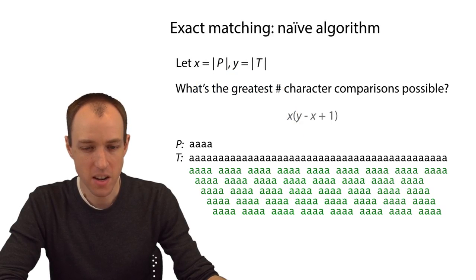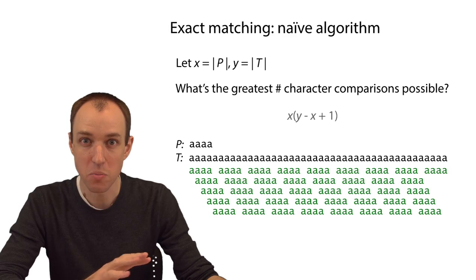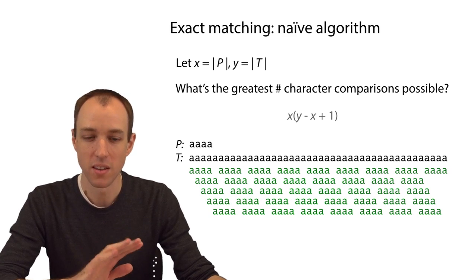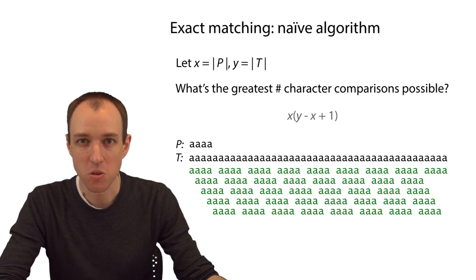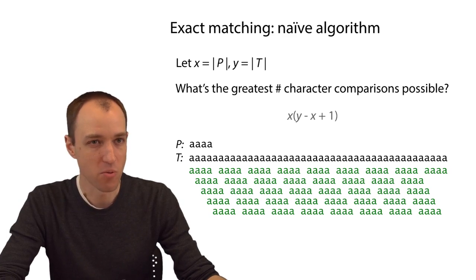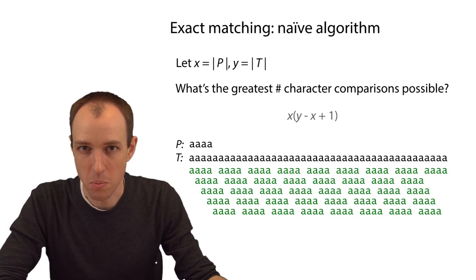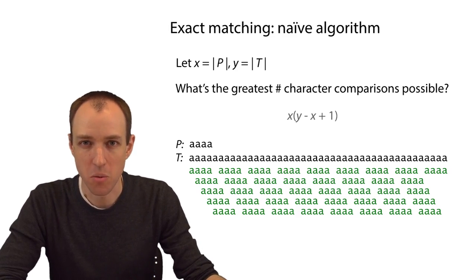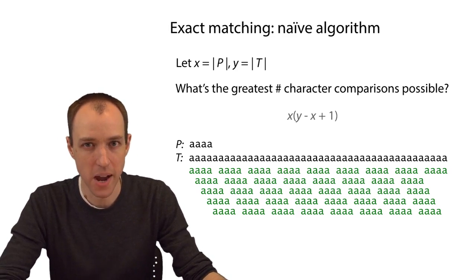Well, the worst case scenario looks like this. This is a scenario where every character of P matches every character of T. So every character comparison results in a match, and therefore we go through the inner loop the maximum number of times. Okay, that seems like a pretty rare case, but it's good to keep in mind that that's the worst case.